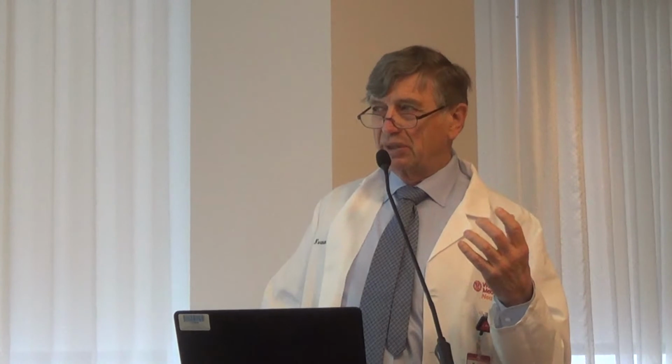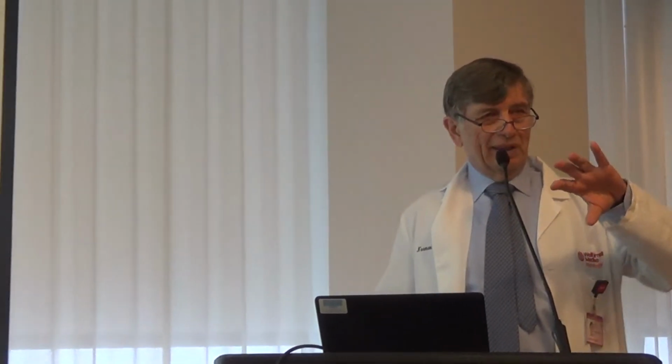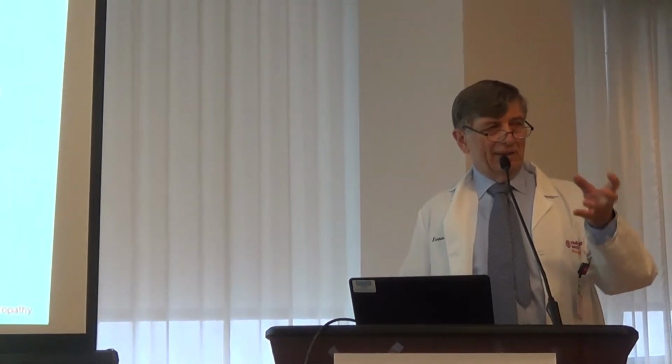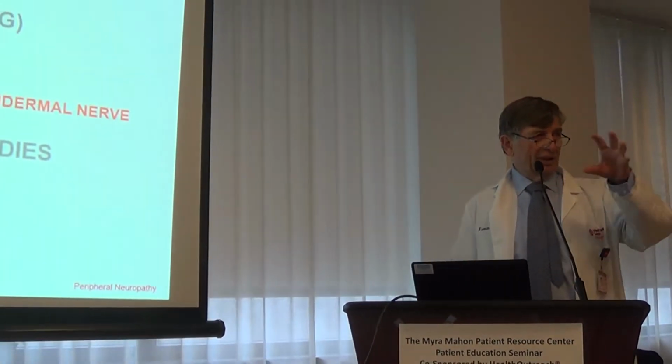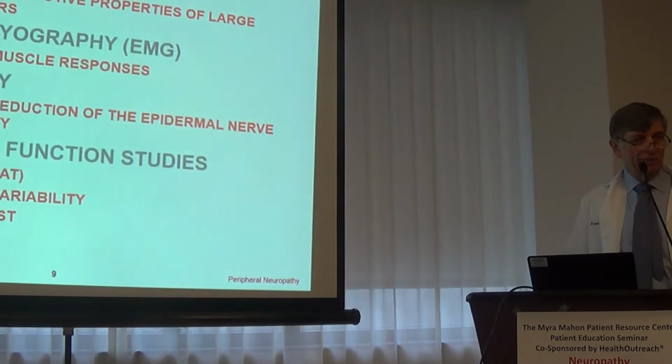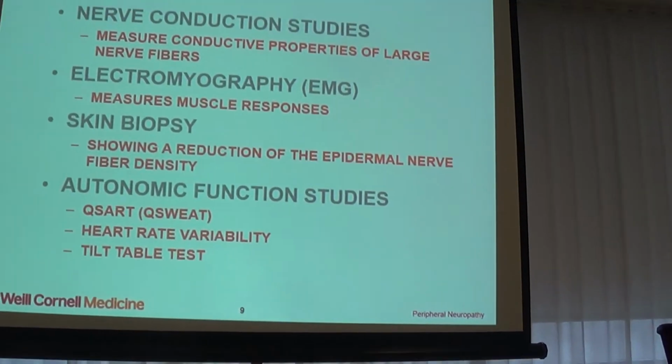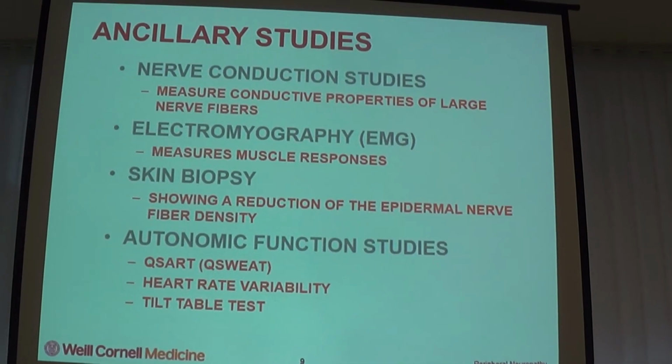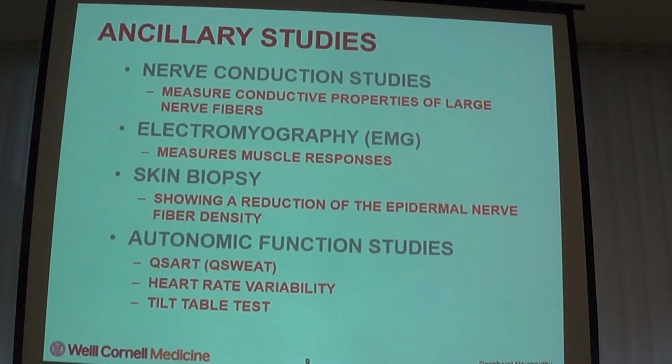And then we test for autonomic dysfunction: response to a sweating stimulus, heart rate variability, something called a tilt table test, where people are tilted, and when they're tilted upside down or sideways, you should see a change in blood pressure or pulse. So these are all to confirm suspicion of autonomic dysfunction.